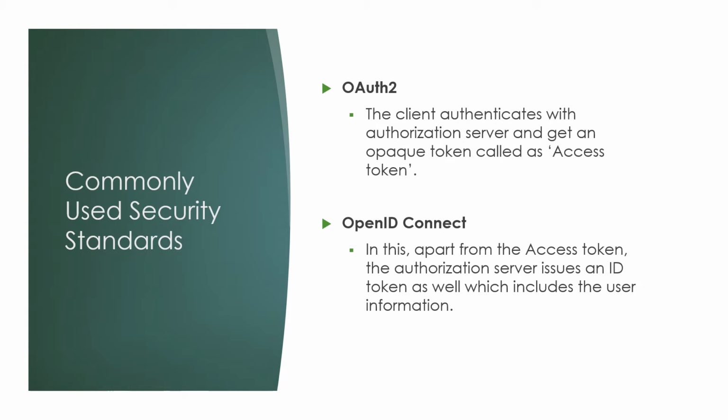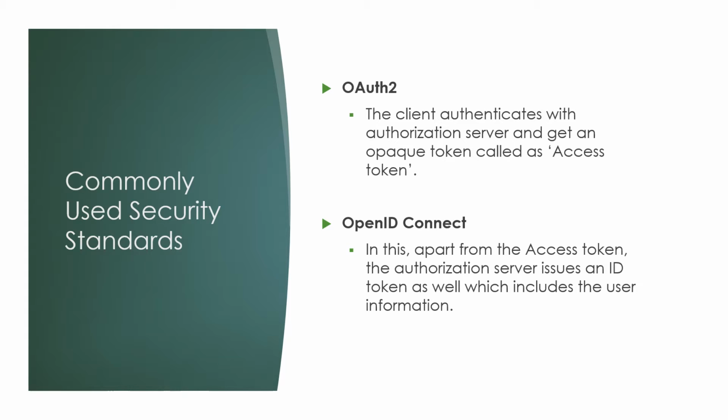Now we are going to talk about security and commonly used security standards in microservices. Securing microservices is quite a common requirement when you use microservices in real-world scenarios. The widely used API security standards are OAuth 2 and OpenID Connect. OAuth 2 is an access delegation protocol. The client authenticates with the authorization server and gets an opaque token, which is known as an access token.